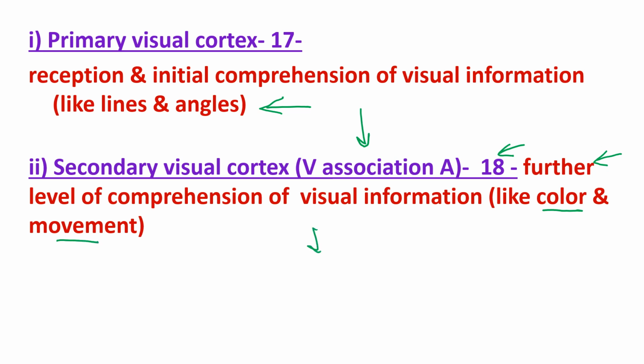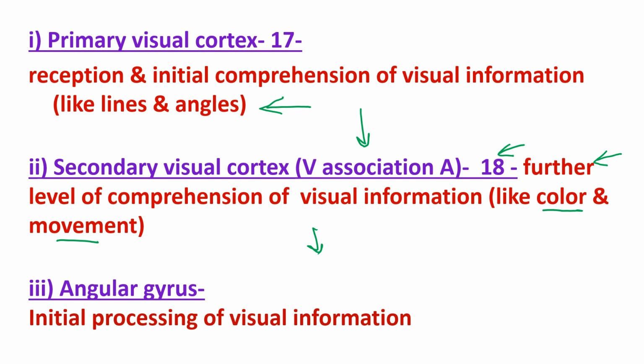From here information goes to angular gyrus for initial processing of visual information, and only when visual information is initially processed by angular gyrus, when this information goes to Wernicke's area, Wernicke's area can make meaning of it, can do final comprehension, otherwise not. So these are first 3 functions.